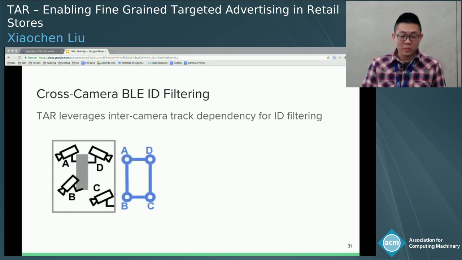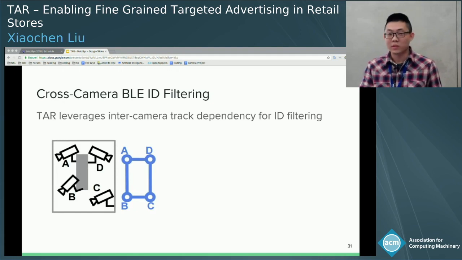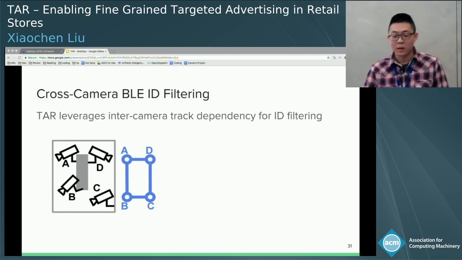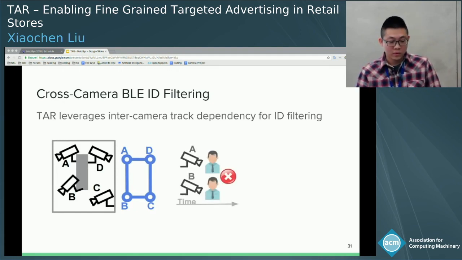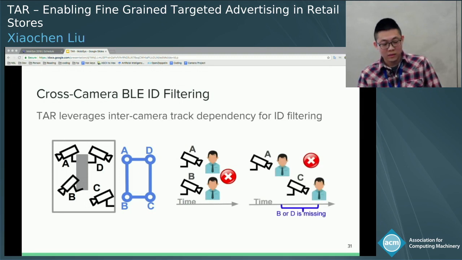TAR extracts the camera topology into a graph, and it uses the cross-camera dependency to filter out BLE IDs. For example, node A and node B cannot have the same ID at the same time, and node C cannot assign the ID for the person who comes from node A before B and D, because they have spatial dependency.